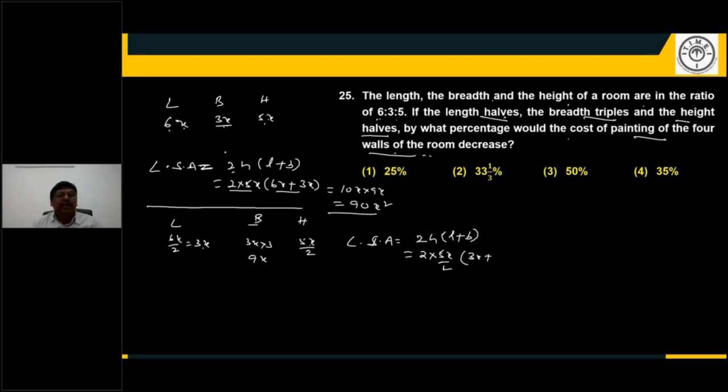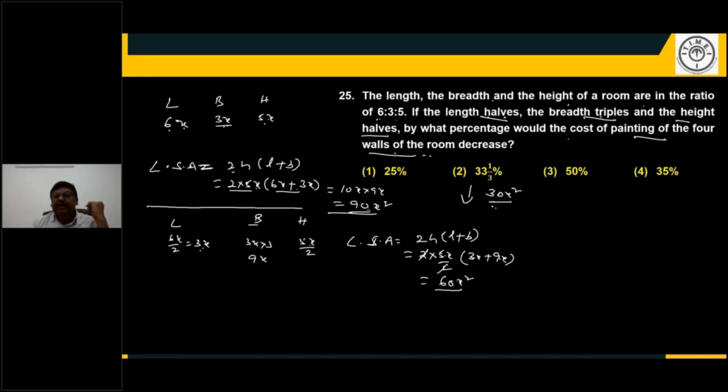Come on, please. 2h into L plus B. I repeat, this is how much? Sorry, 1 second. 10x into 9x, 90x square. Now, how much is it? Breadth triples, length halves. So length becomes 3x, and breadth becomes 9x. Okay, we'll see that. Right, please. 2, this is 9x. The 2 gets cancelled. 9x plus 3x, 12x into 5x. Students, it is 60x square. It is 90x square, now it is 60x square, means how much is it coming down? 30x square is the decrease.